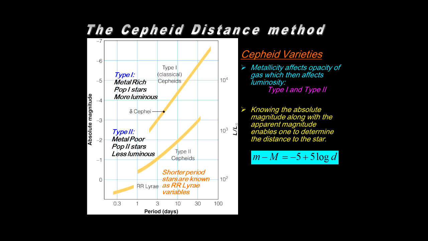So knowing the absolute magnitude along with the apparent magnitude enables one to determine the distance to a star. Here is a classic formula of the magnitudes, the apparent and absolute, along with the distance. So if you can know the absolute magnitude of the Cepheid based on its period, you can get that. You can always measure the apparent magnitude from Earth, and then you can discover the distance. So wonderful relationship there and very powerful in astronomy.